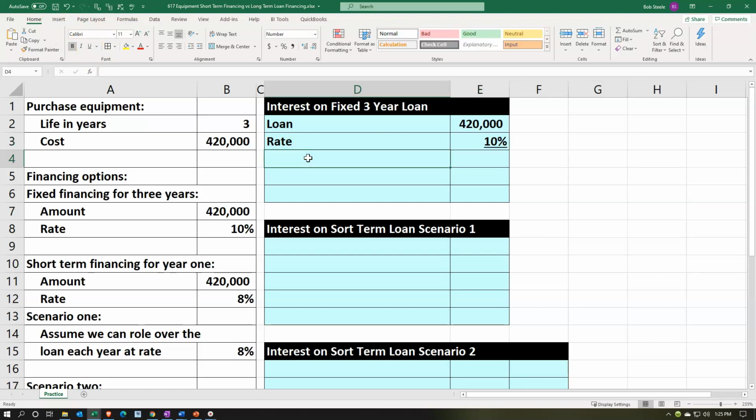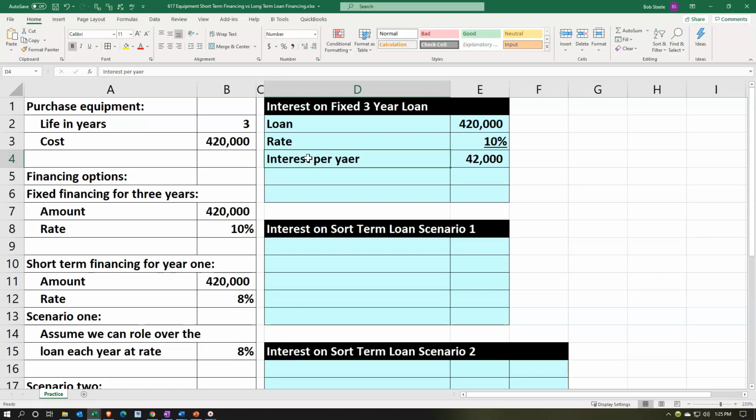So whenever we hear interest, whether we're going to be paying it back monthly or whether it's a 3-year loan, we mean interest per year, unless said otherwise. Then we're going to have the interest per year amount, which is going to be equal to the 420,000 times the 10%. So we're going to be paying 42,000 at the end of each year.